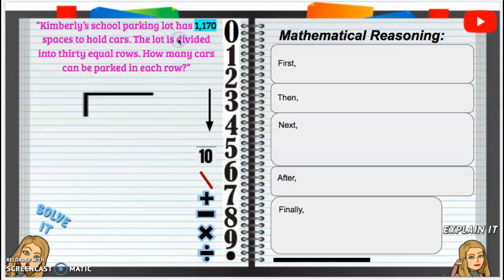Now the lot is divided into 30 equal rows. So what do you think we're going to do with this 1,170 and 30? We are going to divide. So we're going to have 1,170 divided by 30. So we're going to divide that by 30.